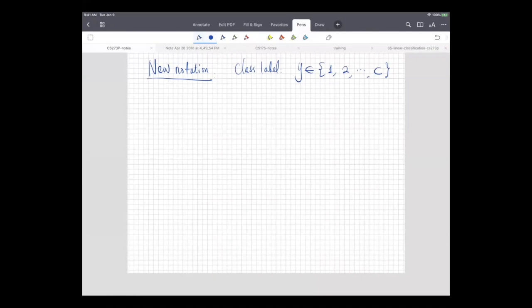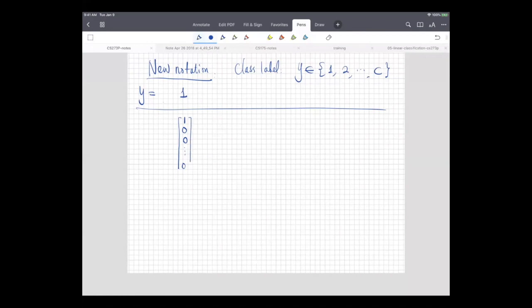So what I'm going to do here is convert that into a vector representation. What I mean is this: if y is equal to 1, I'm going to represent it with a vector. The new representation will be a binary vector, with the first component being 1 and the rest of them being 0.